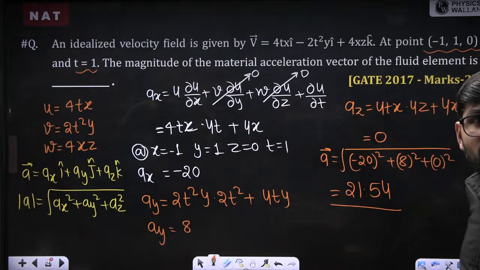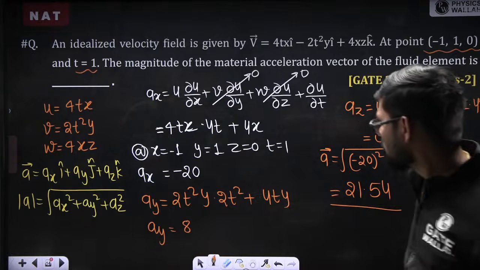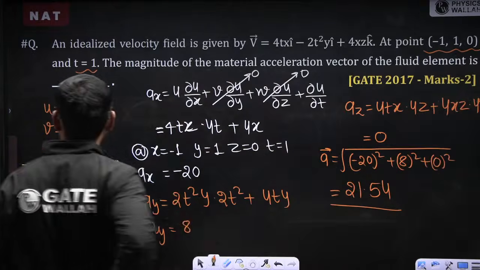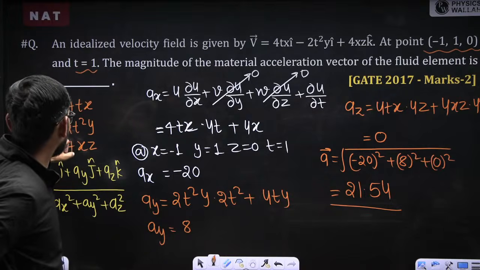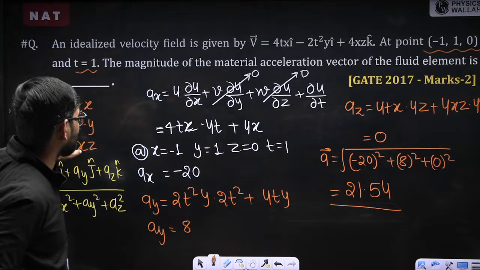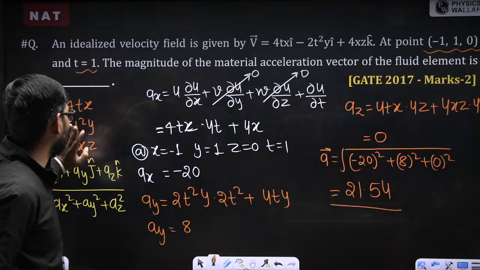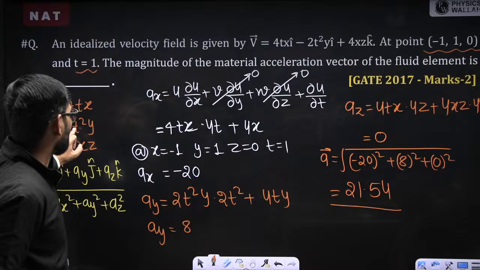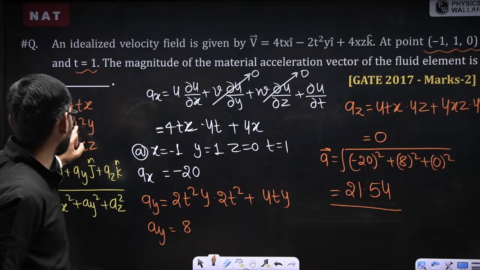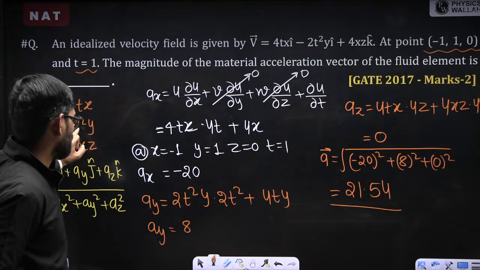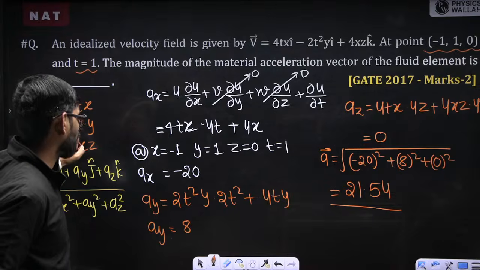Sir, the V component is, see here. V here will come from U ∂V/∂X, so ∂V/∂X value is 0. Remove that. Then V ∂V/∂Y, so V is 2t²y.